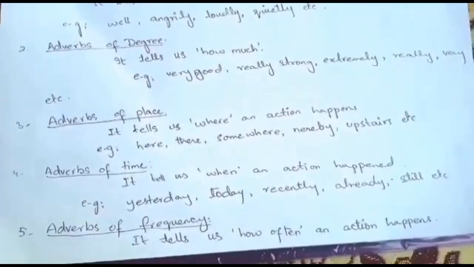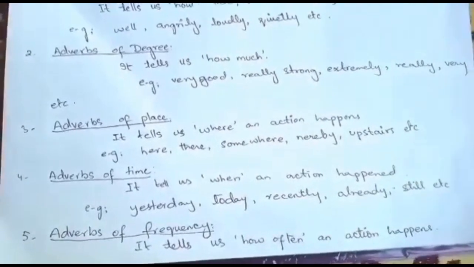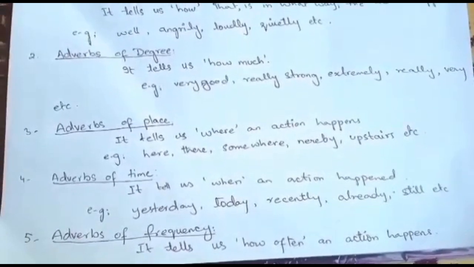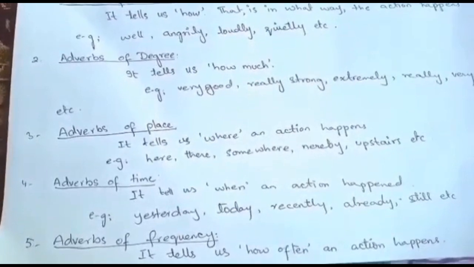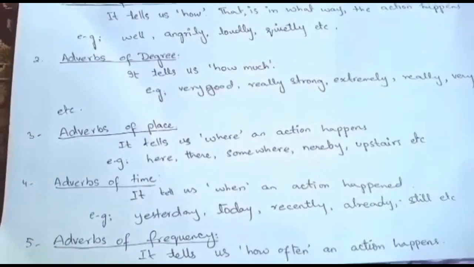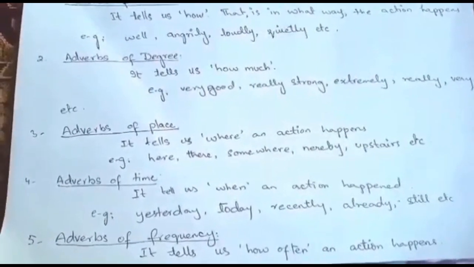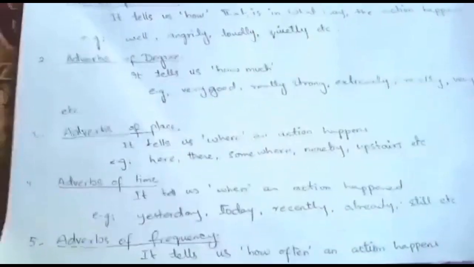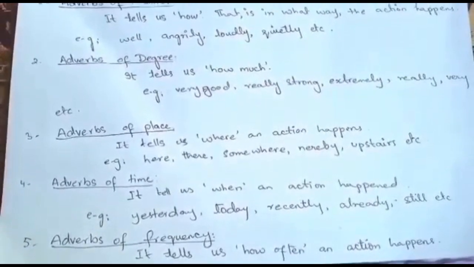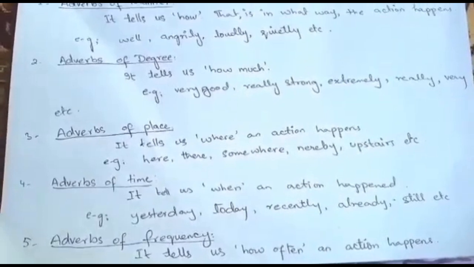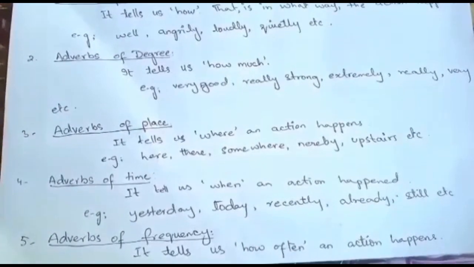Number 3 type, adverbs of place. It tells us where an action happens. For instance, here, there, somewhere, nearby, upstairs, etc. So these words are indicating the place, where. For instance, if I say, "Where is Sarah?" and you say, "Sarah is upstairs." So over here, it is telling you the place where she is present. She is present upstairs. So this is the adverb of place.